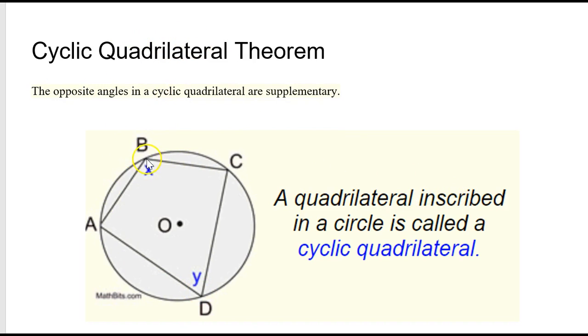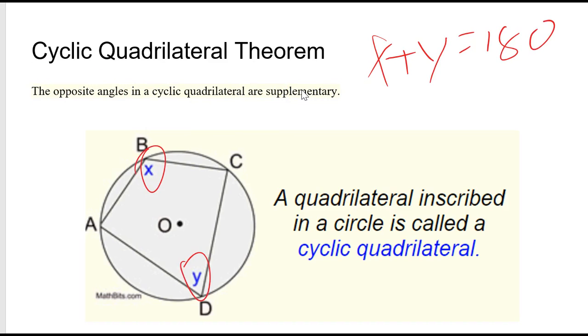So that just means that all the vertices are on the circle. That's it. And the theorem that we're going to talk about says here: opposite angles are supplementary. Supplementary means they add up to 180. So x plus y equals 180. When I say x plus y, these two. So these two add up to 180. So do A and C.